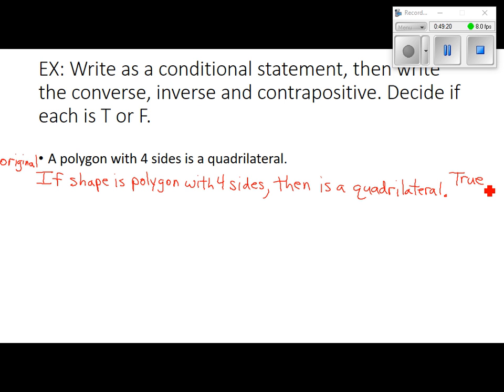Then the next thing we need to do, before we can write the converse, inverse, contrapositive, we need to know what the hypothesis is, what the conclusion is. Somebody tell me the hypothesis of this. A polygon with four sides. So that's your hypothesis, write that. Write hypothesis, underline that part, write hypothesis with it somehow, so you know that that's your hypothesis. What's the conclusion? It's a quadrilateral. That's the conclusion.